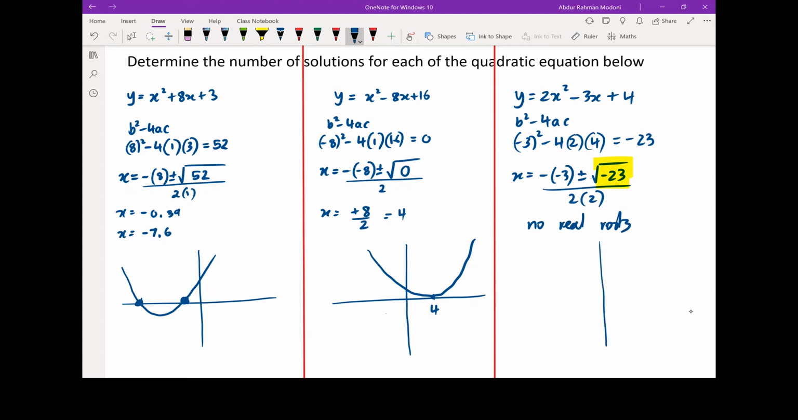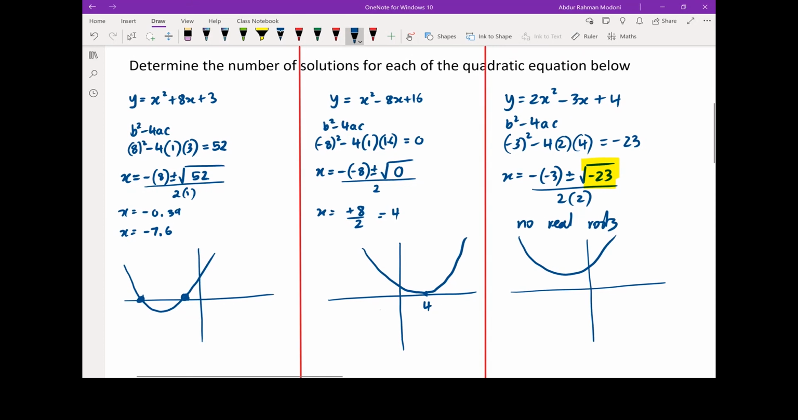So if we were to sketch this, what would it look like? Well, if we were to sketch this, it would be something simply up here without any intersection with the x-axis. So what can we conclude from this?